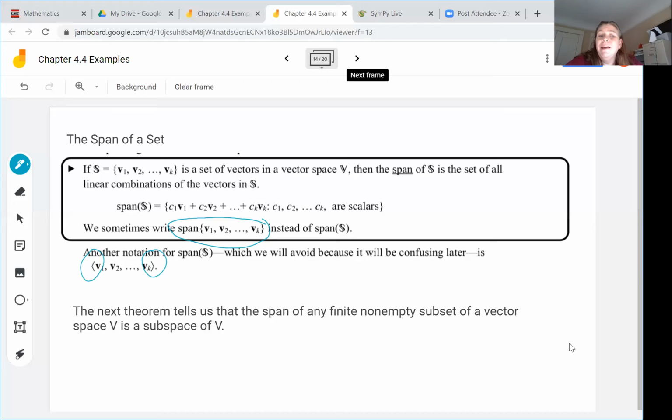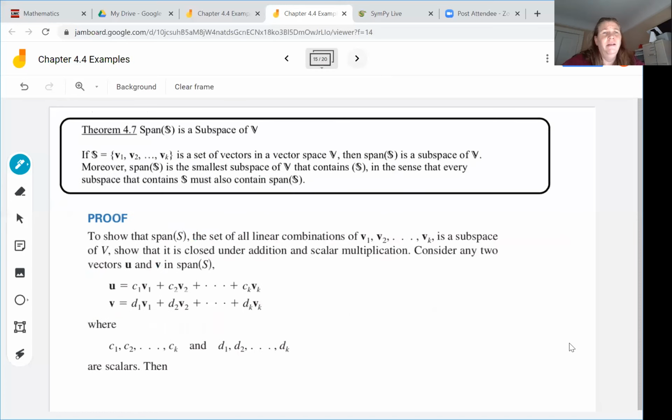We aren't going to use those because we'll be using them later for dot product calculations and other calculations. So the next theorem tells us that the span of any finite non-empty subset of a vector space V is also a subspace of V. This is theorem 4.7. If S is this set of vectors v1 through vk in a vector space V, then the span of S is a subspace of V. Moreover, the span of S is the smallest subspace of V that contains S, in the sense that every subspace that contains S must also contain span of S.